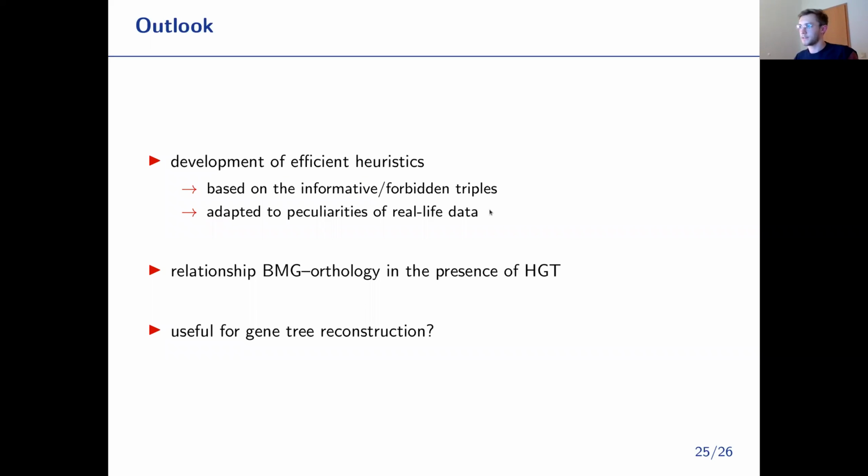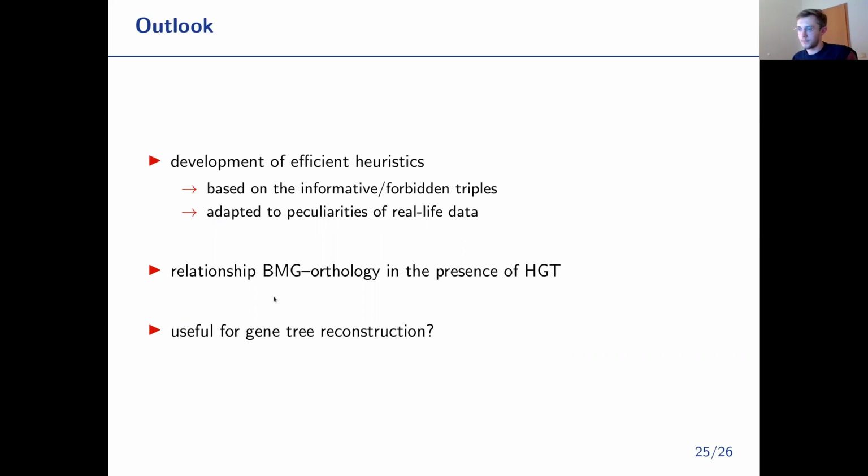And we haven't yet tested any of the heuristics on real life data. So this will also be interesting because, for example, I've told you that best matches in terms of LCA are not always the same as best matches in terms of closest similarity or highest similarity. And therefore, I think that the errors in estimated BMGs will be far from independent. So it will be interesting to have a look at this.